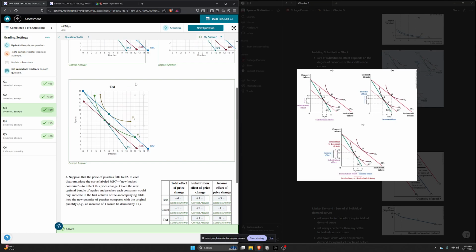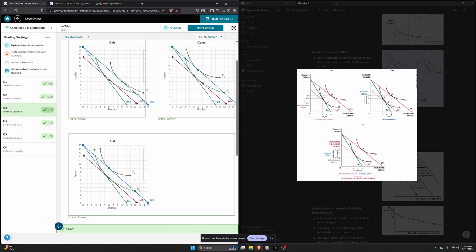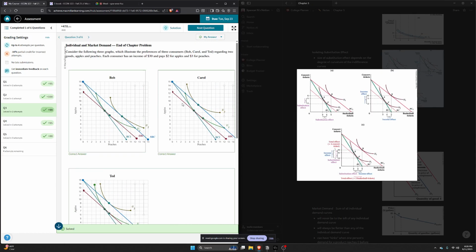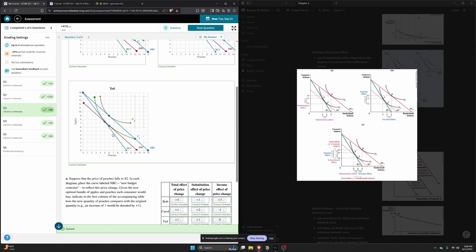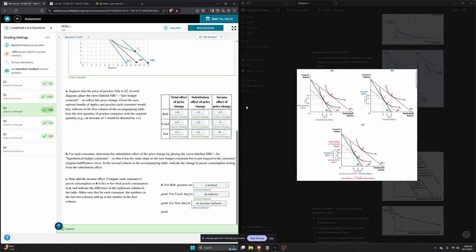So we're not looking at apples, we're just looking at peaches. From BC1 to NBC, that'd be 1, 2, 3, 4 peaches. And then from BC1, this utility curve, we're at 5 peaches, and then we're trying to find this one, it goes here, so that's just 1 peach. And then TED, from BC1 to NBC, that's again just 1 peach. All right, so 4, 1, 1.